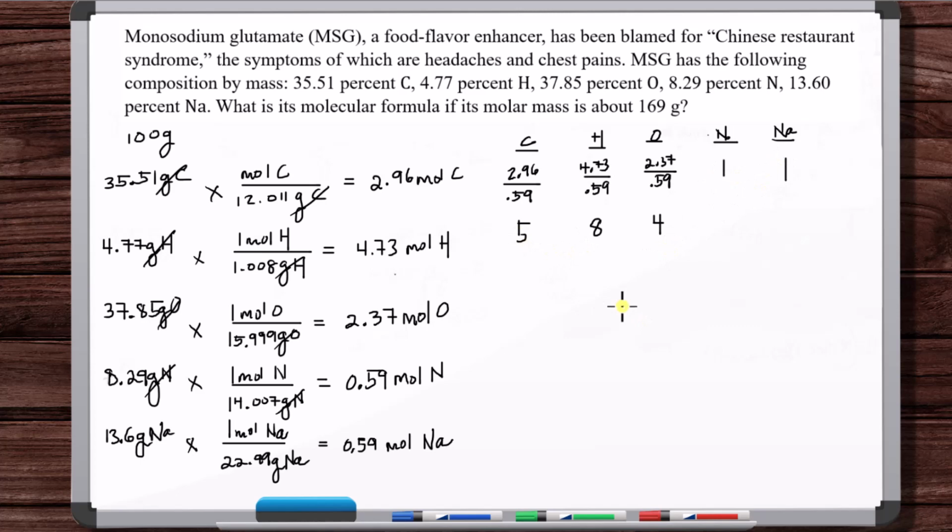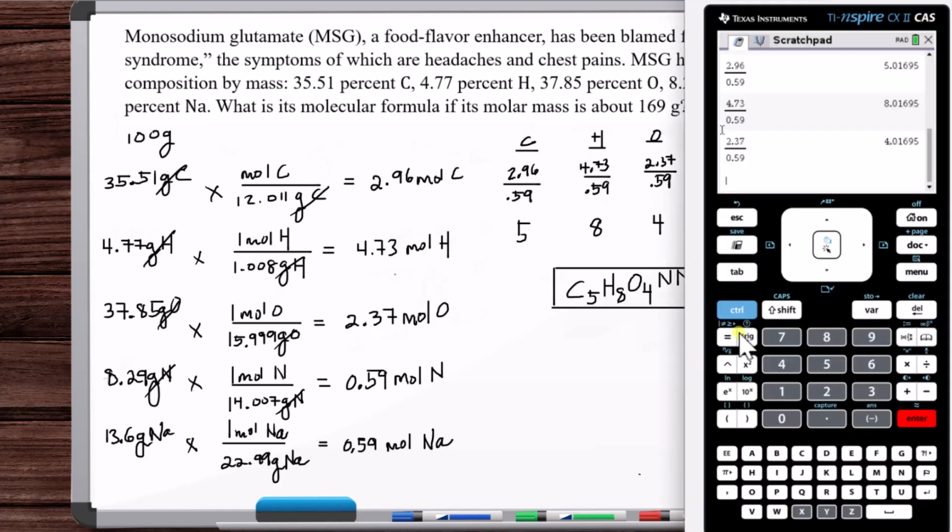All right, so we have 5 parts carbon to 8 parts hydrogen to 4 parts oxygen to 1 part nitrogen to 1 part sodium. So the empirical formula is C5H8O4NNa. Great. Now we need to determine the molecular formula. We need to find the empirical formula molar mass and compare it to their approximation for the molar mass of the actual molecule.